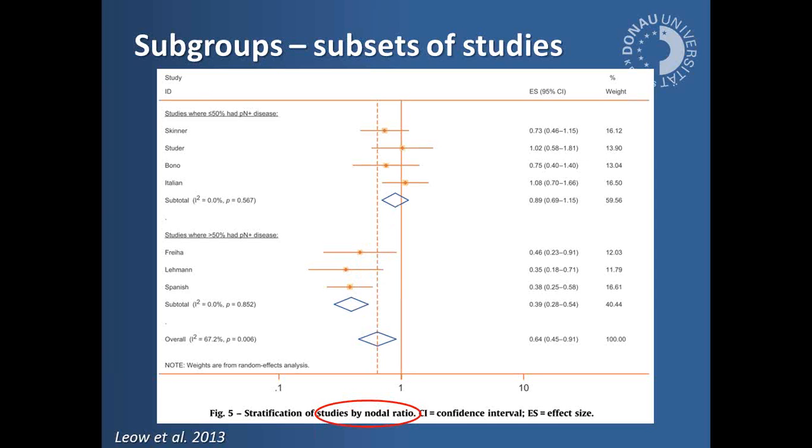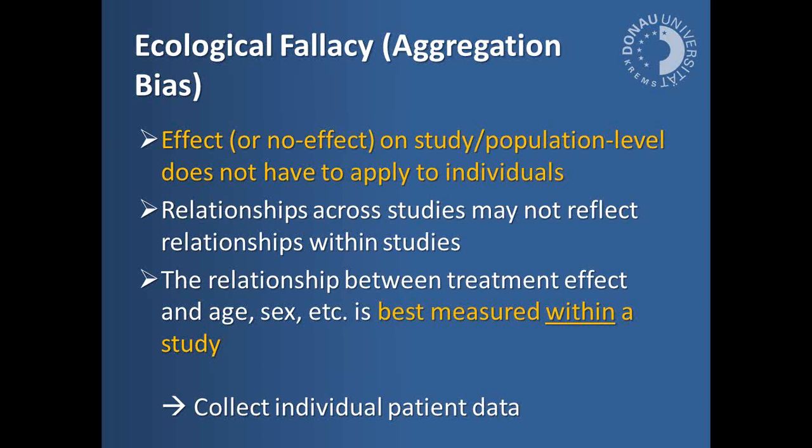But there's a problem with this, because here we are just on the study level. We know this problem as aggregation bias, also called ecological fallacy. It means that the effect on study or population level does not have to apply to individuals, because the relationship across the studies may not reflect the relationships within studies. So this relationship is best measured within a study. The classical variables are age, sex, etc.